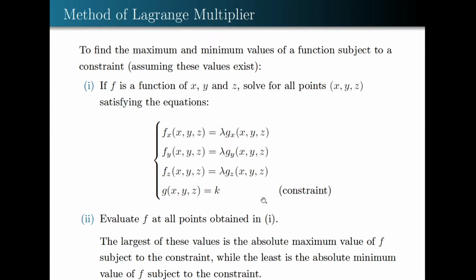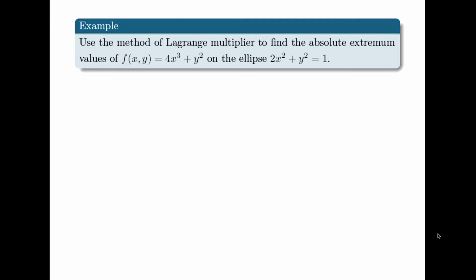Again, this system of equations might produce multiple solutions, so we evaluate f at all these solutions, and the absolute maximum value of f will be the largest of these values, and the absolute minimum of f will be the least of these values. Now it's time to solve a particular example. Let us use the method of Lagrange multipliers to find the absolute extremum values of the function f of x, y equals 4x cubed plus y squared on the ellipse 2x squared plus y squared equals 1.